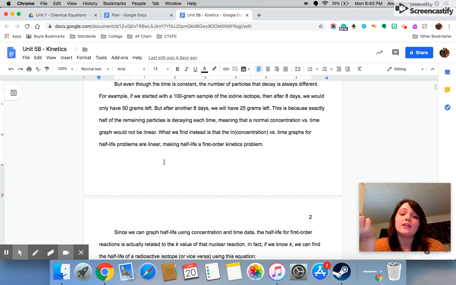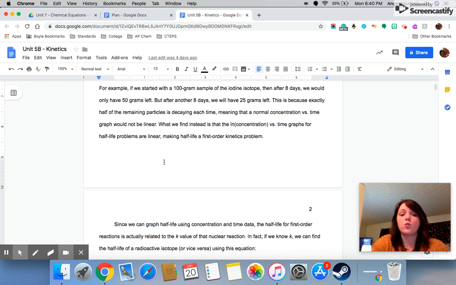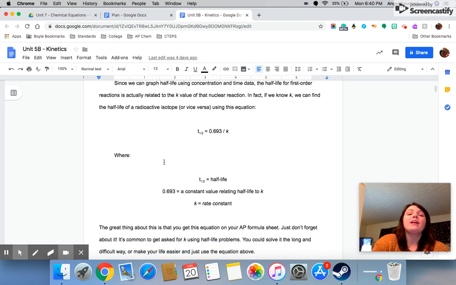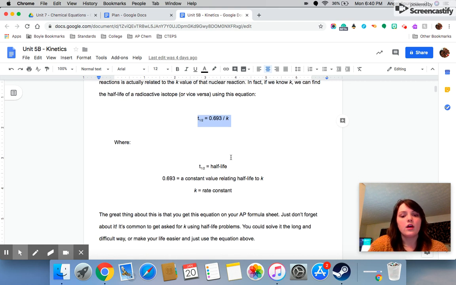But we do find that the natural log versus time graphs for half-life are linear, making it a first-order kinetics problem. And the fact that we know it's first order and also dealing with half-life gives us this nice, neat little equation that you will have on your formula sheet, which relates half-life to the rate law constant K. If you can find K for your radioactive decay, you can solve for half-life, okay?